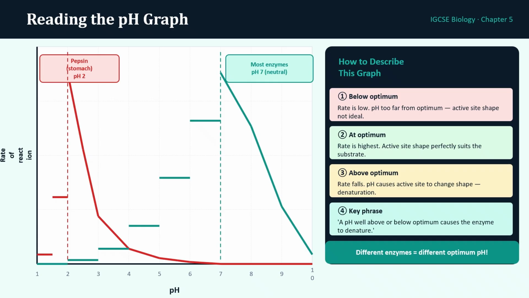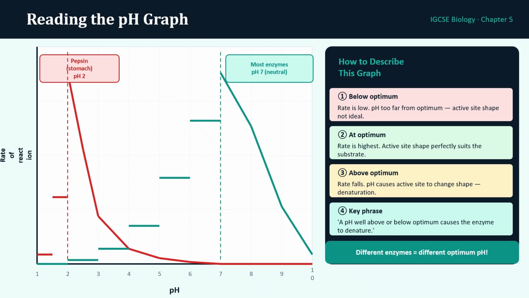At pH 2 the rate is highest. If you go above or below pH 2, the rate drops sharply. The active site changes its shape and the enzyme gets denatured. The green curve represents most enzymes in our body, which work around pH 7, neutral pH. So at pH 7, their rate of reaction is highest. If we go too far above or below that pH value, then the enzyme can get denatured.